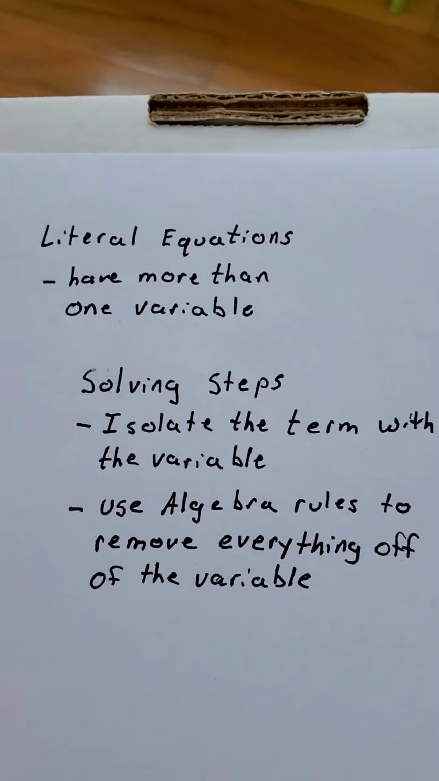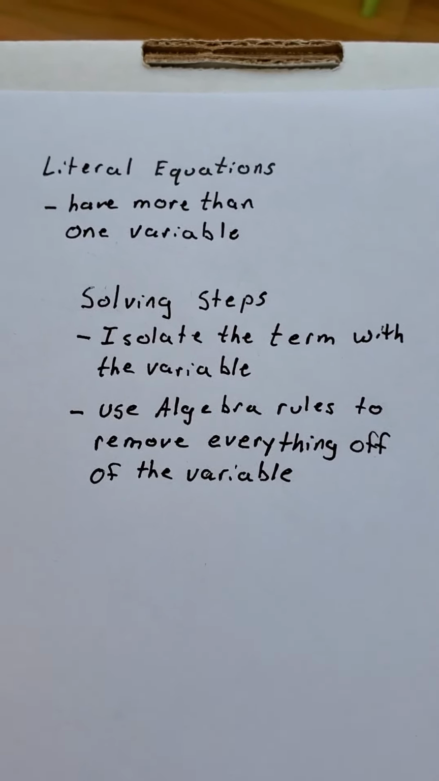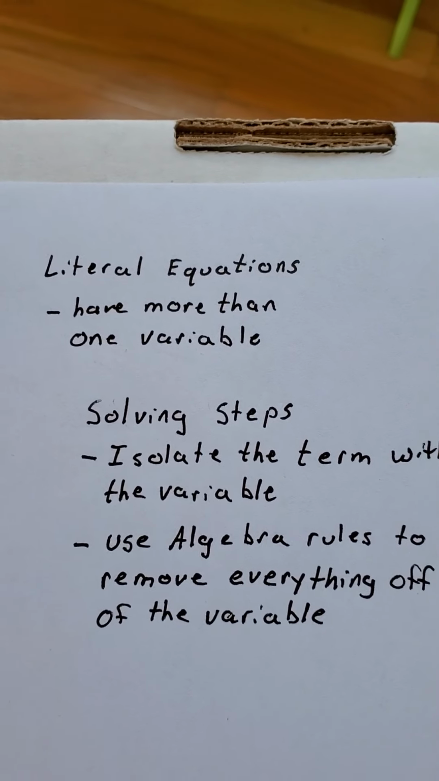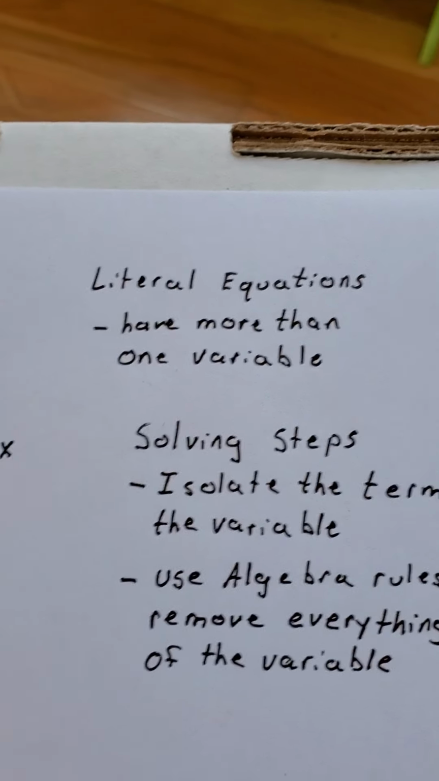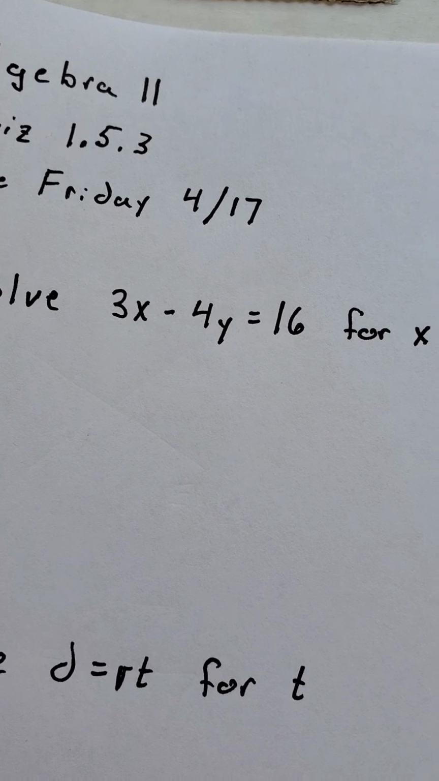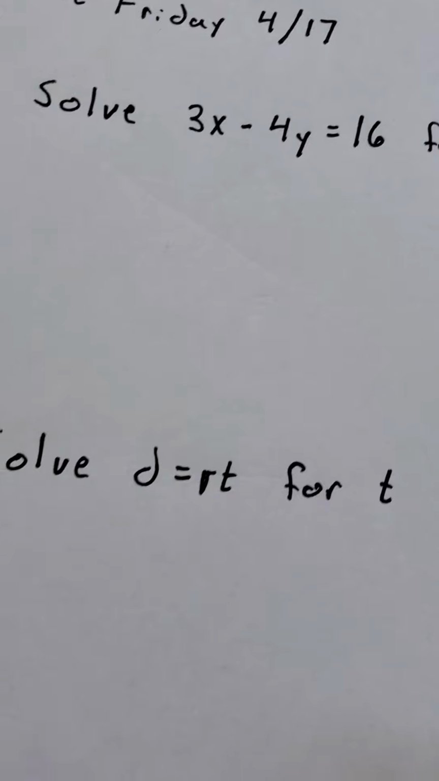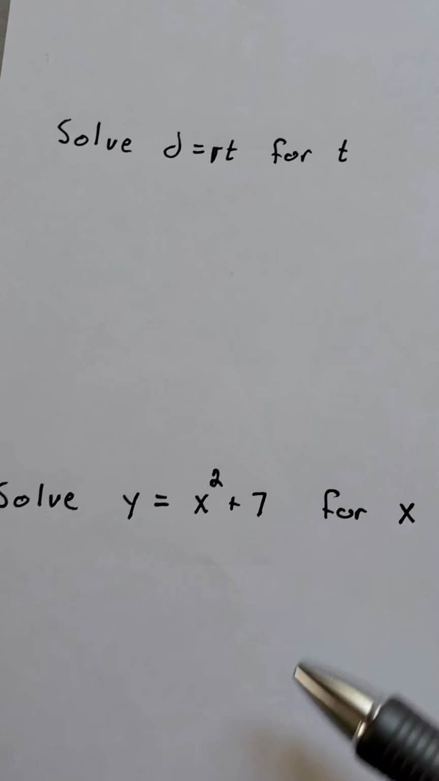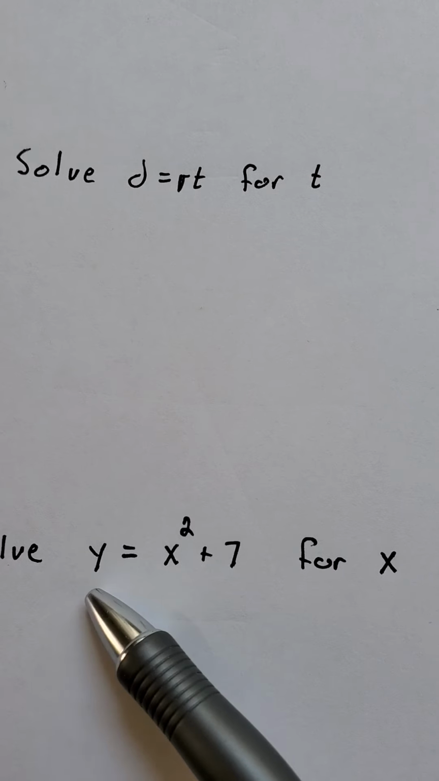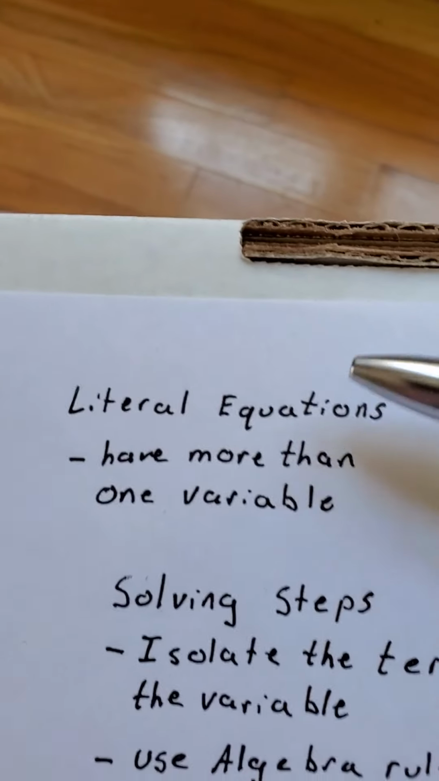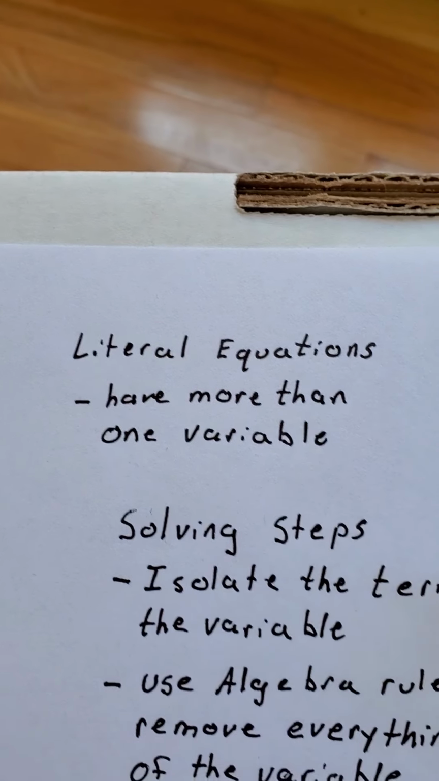There's a couple things that we need to go over, just a little bit of vocabulary here. Literal equations are equations that have more than one variable. So that's an equation something like this one here. Here we've got an x and a y. This equation has three variables, d, r, and t. This equation down here has two, x and y again. So a literal equation is just an equation that has more than one variable.